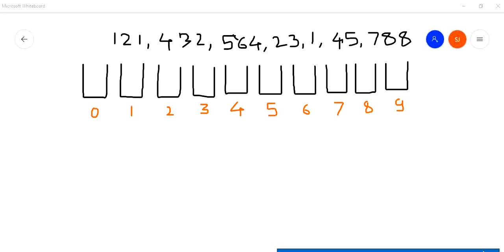So the important thing is that you can identify that on the screen there are different numbers: 121, 432, 564, 23, 145 and 788. So these are 7 numbers, given in the form of an array. This is my initial array, and I want to sort it in ascending order.